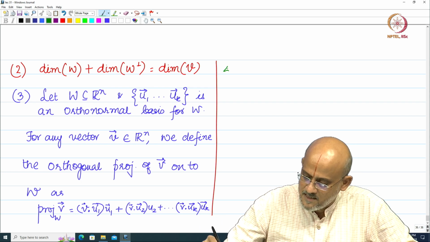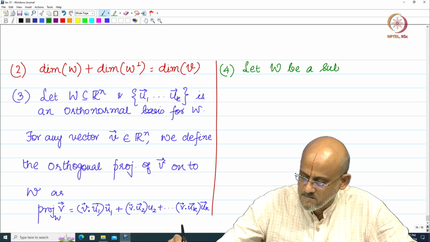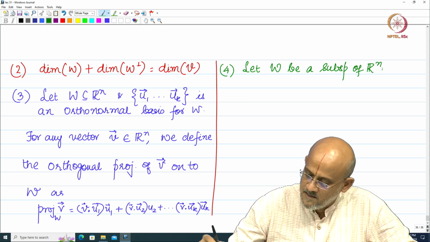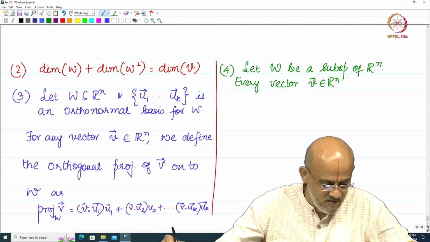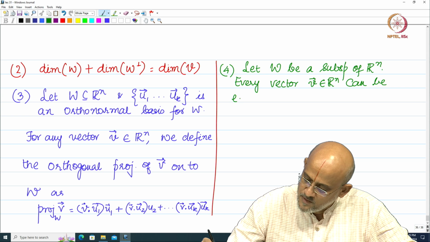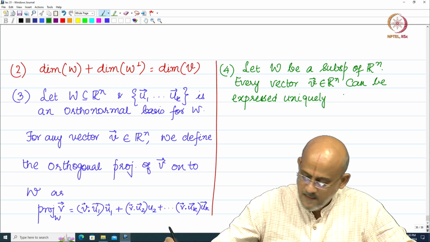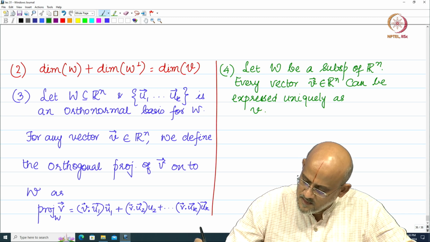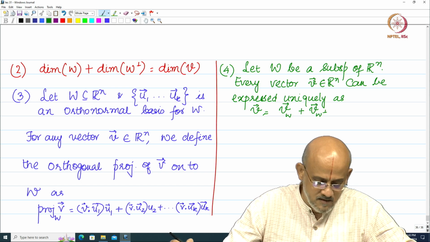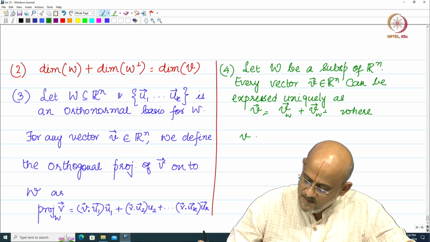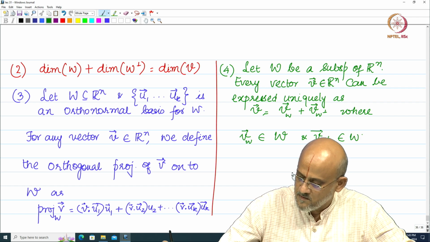The fourth, and again yet another interesting thing, is this. Let W be a subspace of Rn. So what we are going to say is that every vector V in Rn can be expressed uniquely as V is equal to V W plus V W perpendicular, where V W is an element of W and V W perpendicular is an element of W perpendicular.